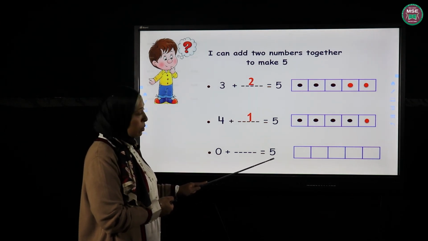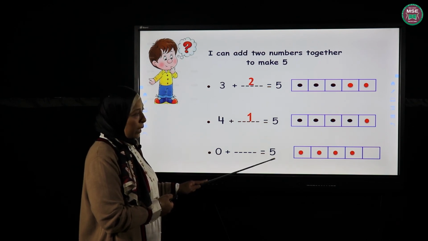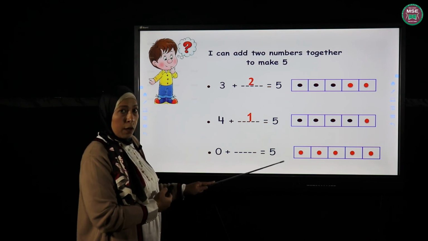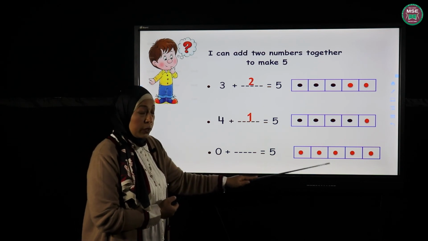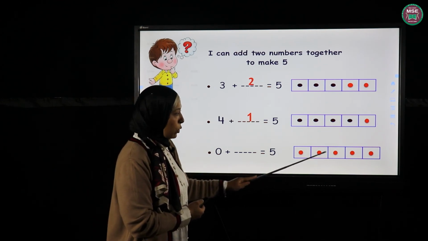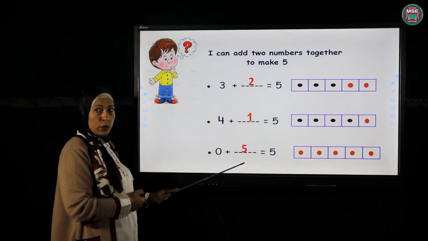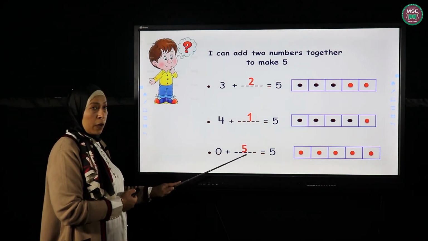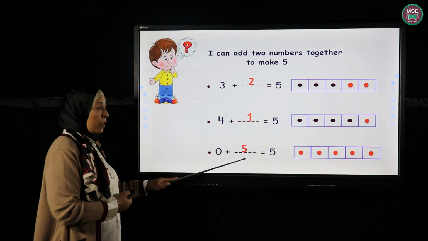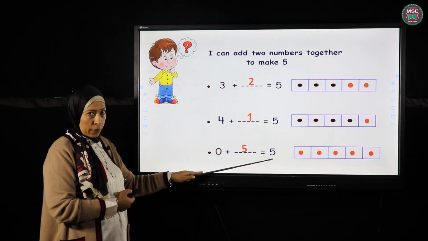So let's draw the dots together and count. 1, 2, 3, 4, and 5. How many dots did I draw? Yes, I did draw 5 dots. So the missing number here is going to be number 5. So 0 plus 5 equals 5.